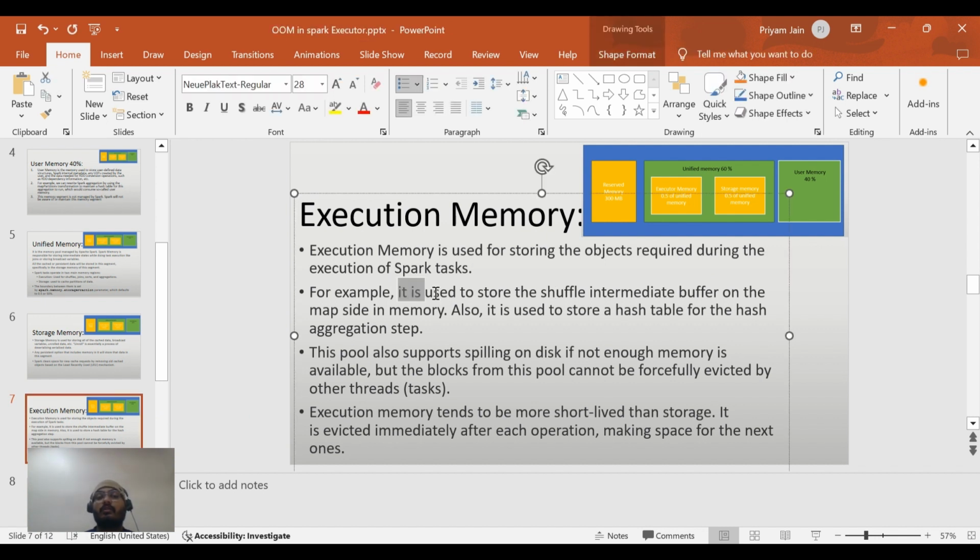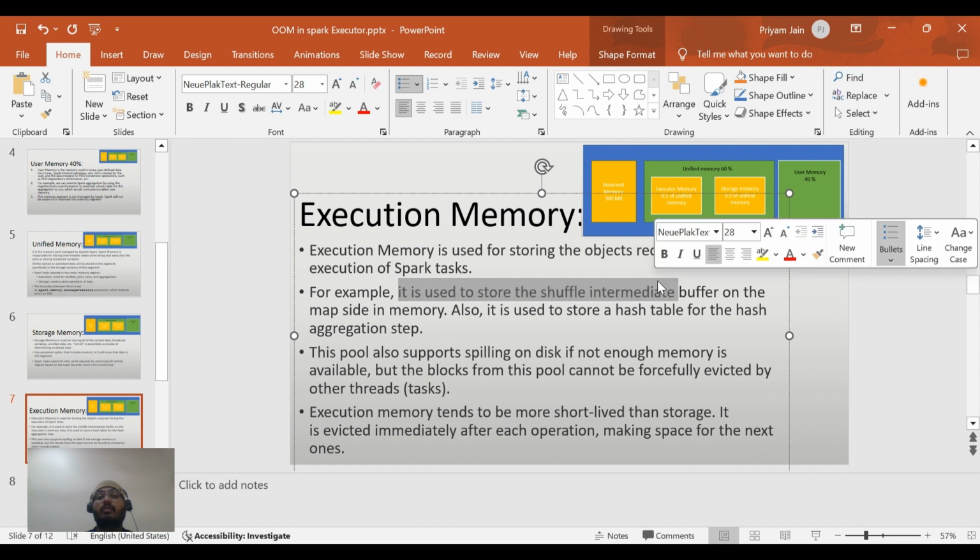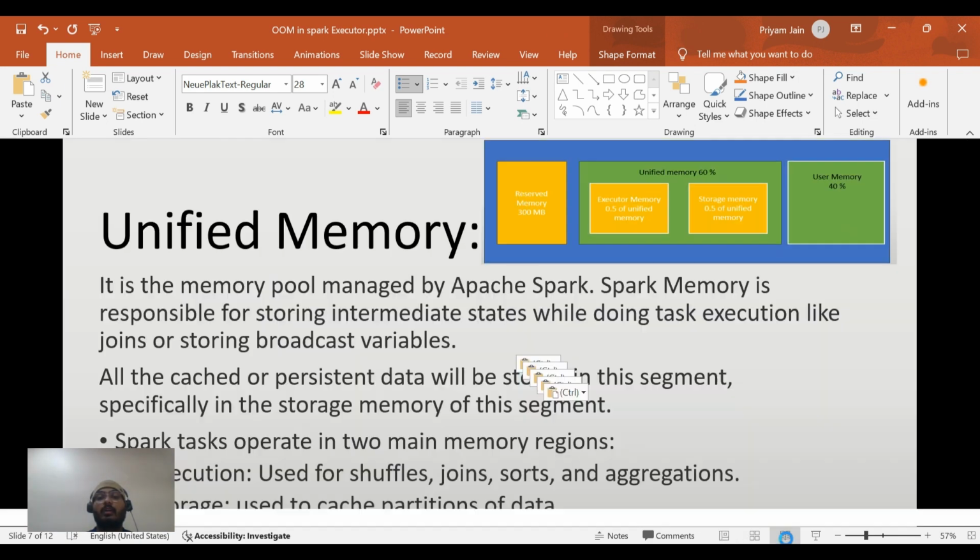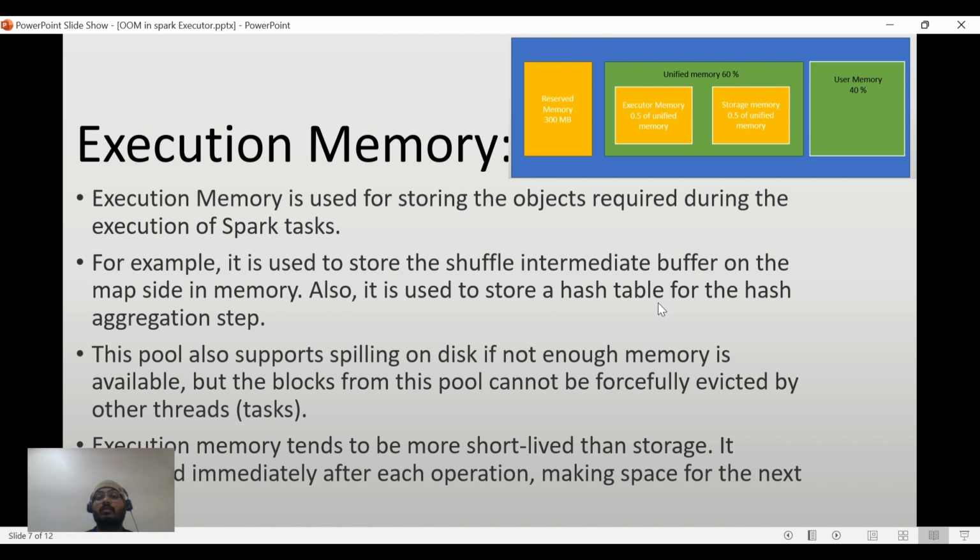The example I've already given: it is used to store the shuffle intermediate buffer on the map side in memory, right? Also it is used to store the hash table for the hash aggregation step, if hash aggregation or a hash shuffle join is done. So when a shuffle join is being done, we are using this execution memory. Then the pool also supports spilling to disk if not enough memory is available, but blocks from this pool cannot be forcefully evicted by other threads.